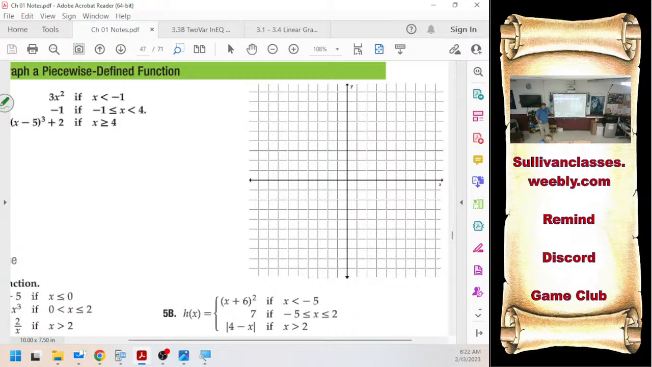3x squared, what's the parent function? What's the graph look like? Wake up, class. What's the parent function? X squared. What's the graph look like? Parabola. U. Okay. Where's my vertex? Where's the vertex of this dude? 0, 0. Okay.